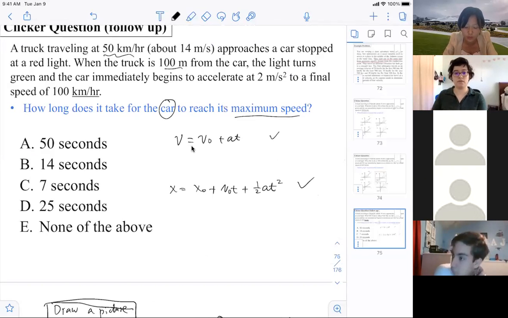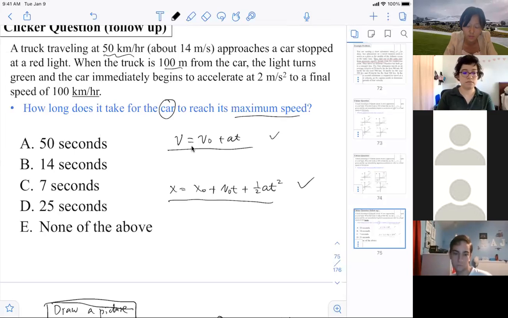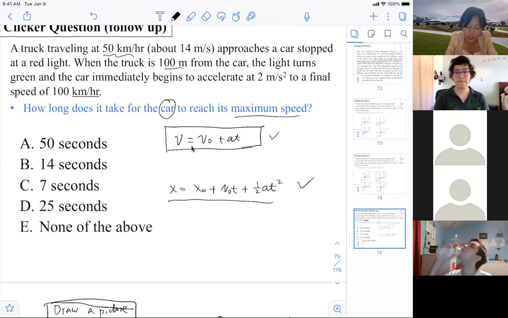Once you figure out the physics, you can choose equations to use. Which equation do you want to choose? Which one is more relevant to answer this question? The equation for velocity? Yes, very good, because it's asking about the time and it's telling us about the maximum speed, how much time we take to reach the maximum speed. So we would choose this equation.